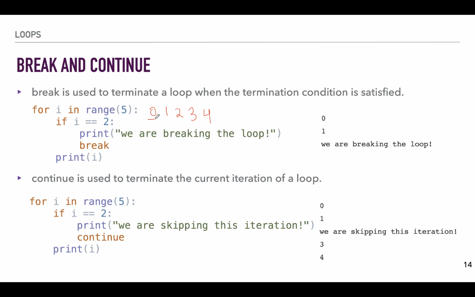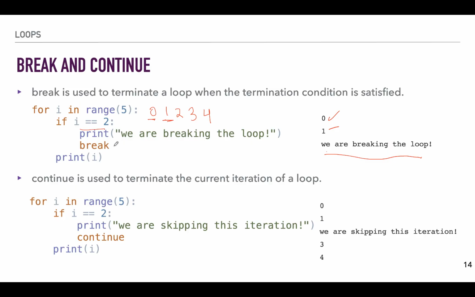So when I is 0, the condition is false, so we only print 0. Then when I is equal to 1, 1 is not equal to 2, we only print the value of I, which is 1. And when I is 2, 2 equals 2, the condition is going to be true. So we hit this if statement, we print "we are breaking the loop", and then break.